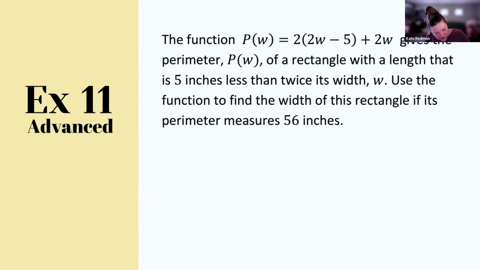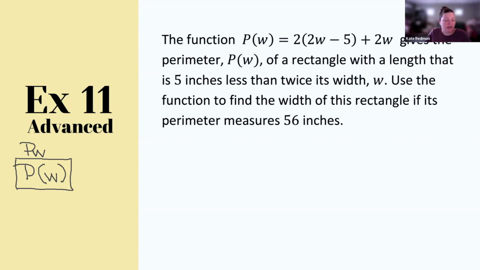Number 11. The function, okay, that's P of W, not P times W. If I wanted to do P times W, I would just shove them together. This is something special, and I'll explain what it is in a second. The function P of W is equal to 2 times the quantity of 2W minus 5, plus 2W. And it gives the perimeter P of W.